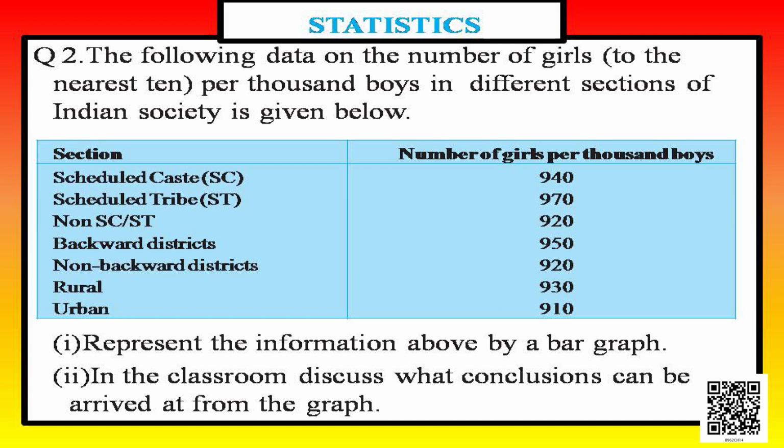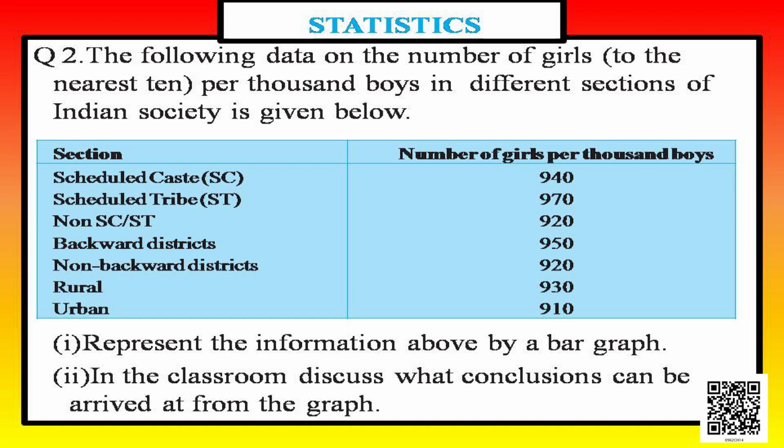It says the following data on the number of girls to the nearest 10 per 1000 boys in the different sections of Indian society are given below. The table has a section column. Scheduled caste is 940, scheduled tribe 970, non-SC ST 920, backward districts 950, non-backward districts 920, rural 930 and urban 910. And they asked us to draw the bar graph.